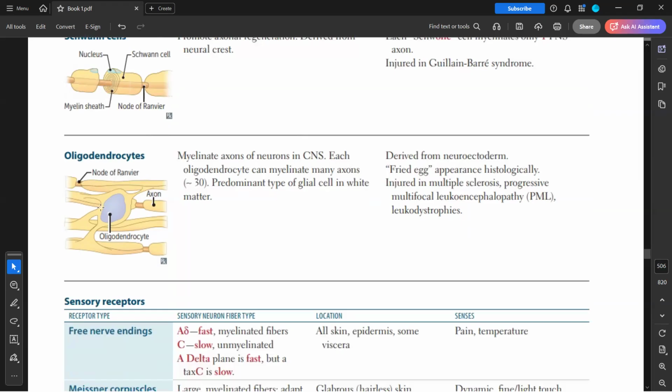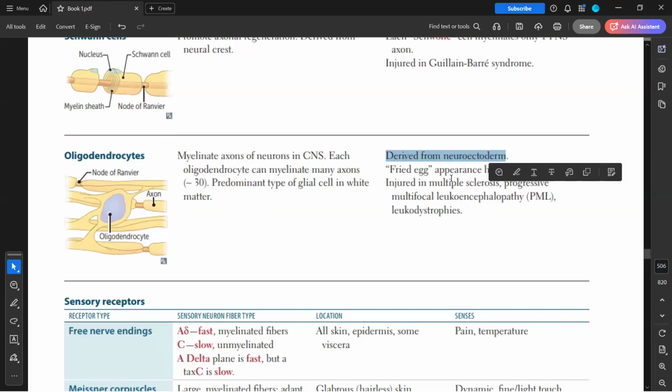Now oligodendrocytes actually are, this is a picture of the cells that produce myelin for CNS. Myelinate axons of neurons in CNS. Each oligodendrocyte can myelinate many axons. Predominant type of glial cells in white matter. They are basically in white matter, okay?